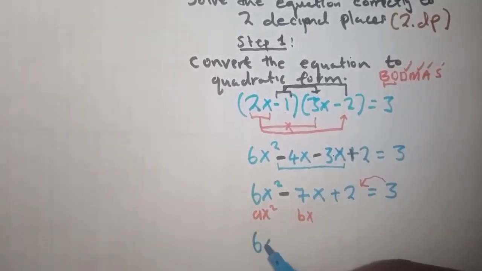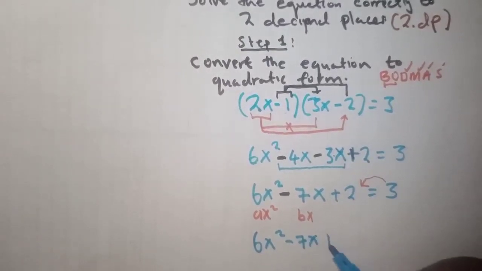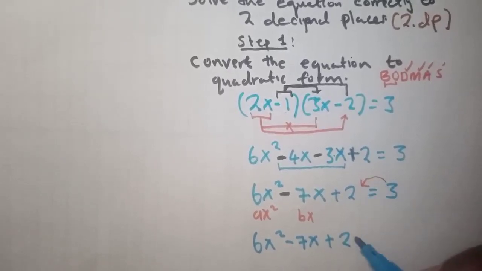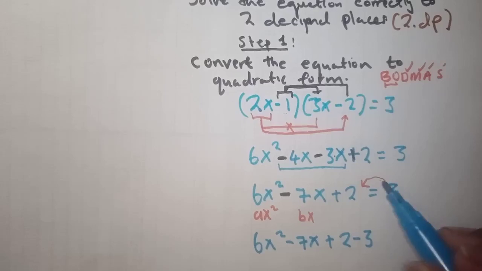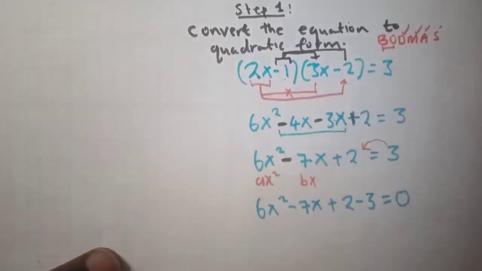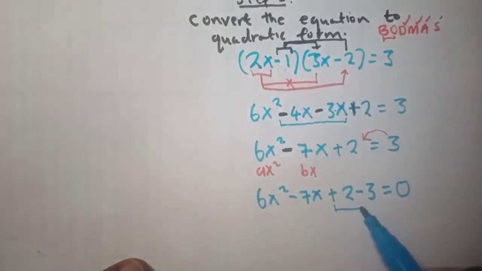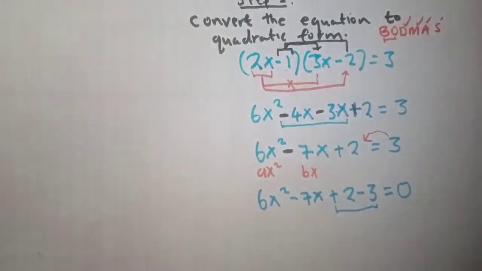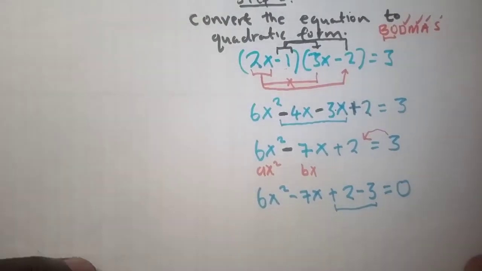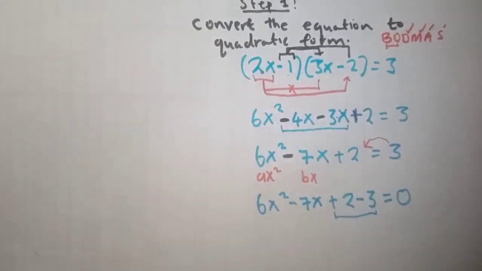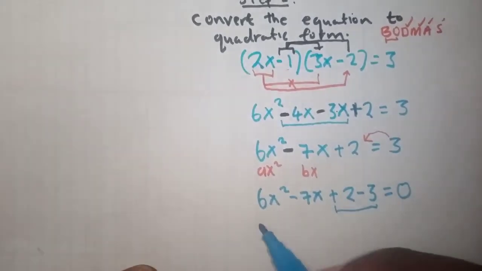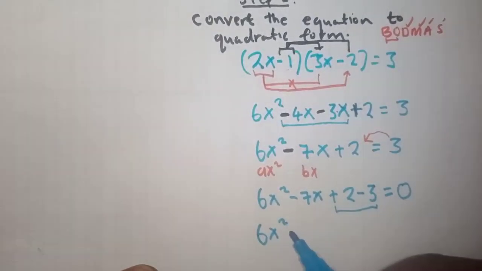This will be 6x squared minus 7x plus 2. The 3 comes here as minus 3. Whenever a number crosses the equal sign, it becomes negative, is equal to 0, since we've taken the 3 this side and there's nothing here. Then again, these are like terms. They are both constants without any variable.